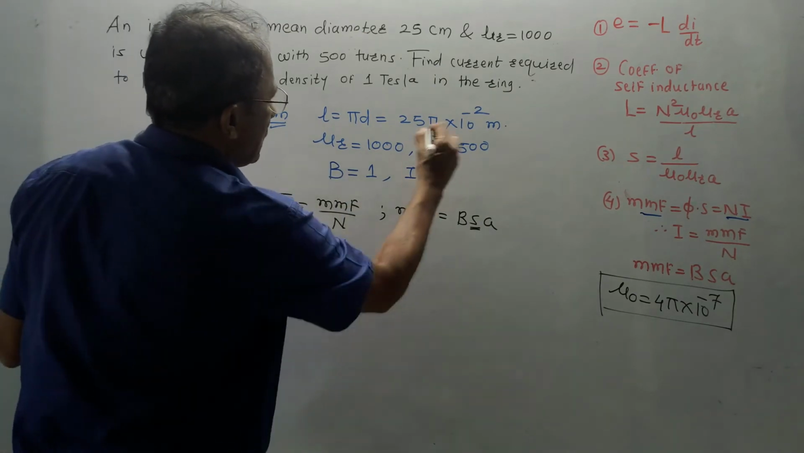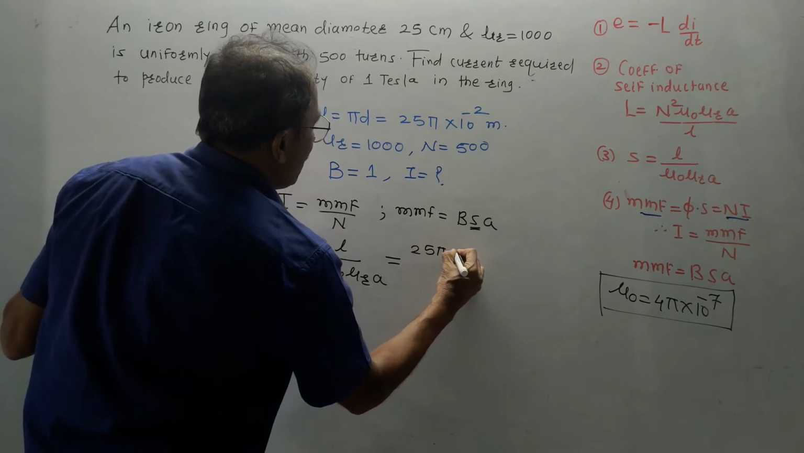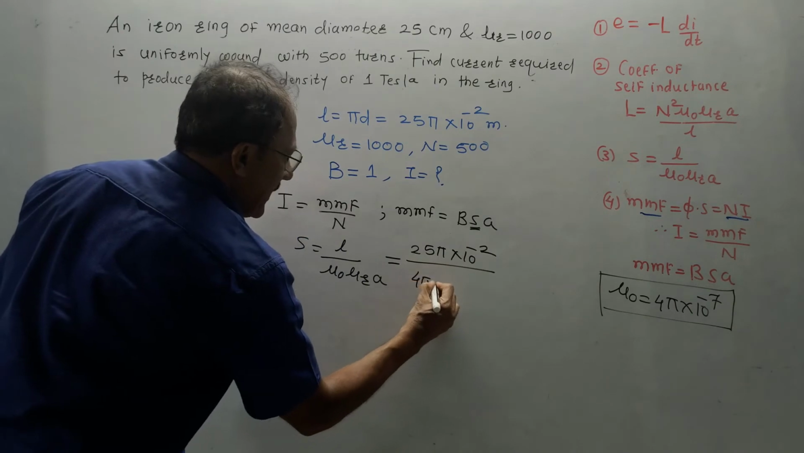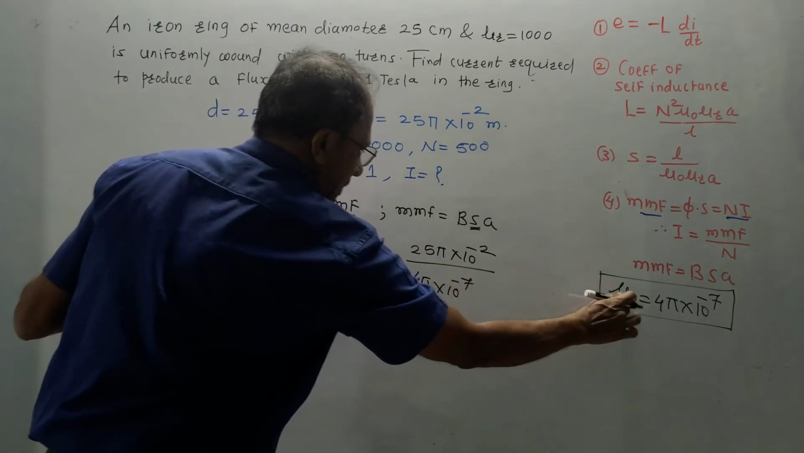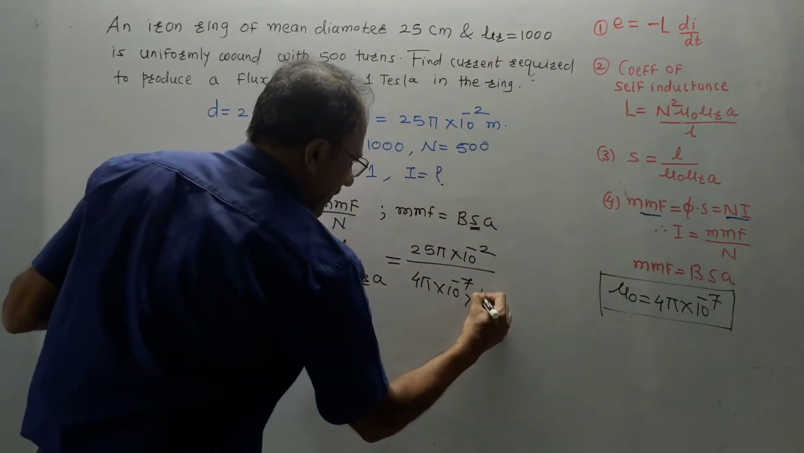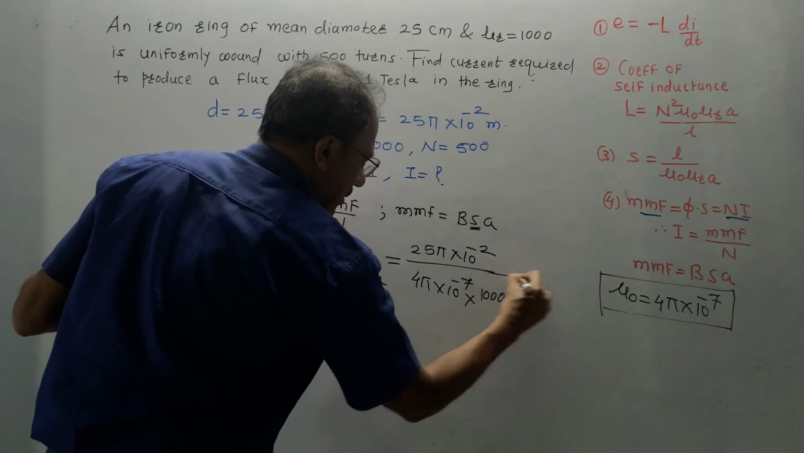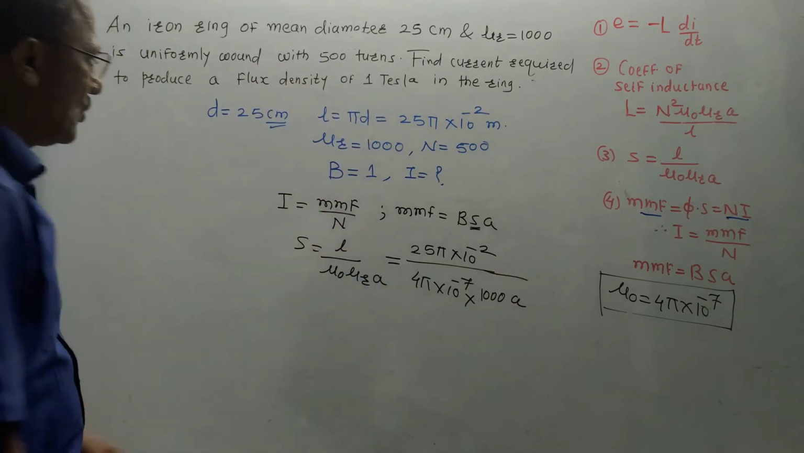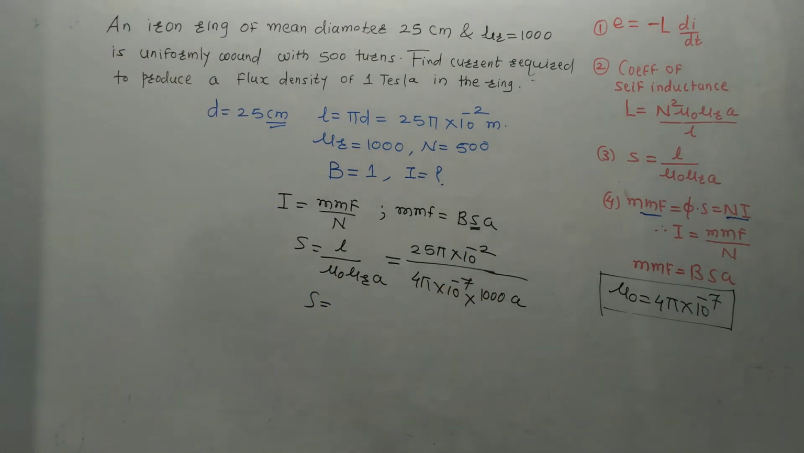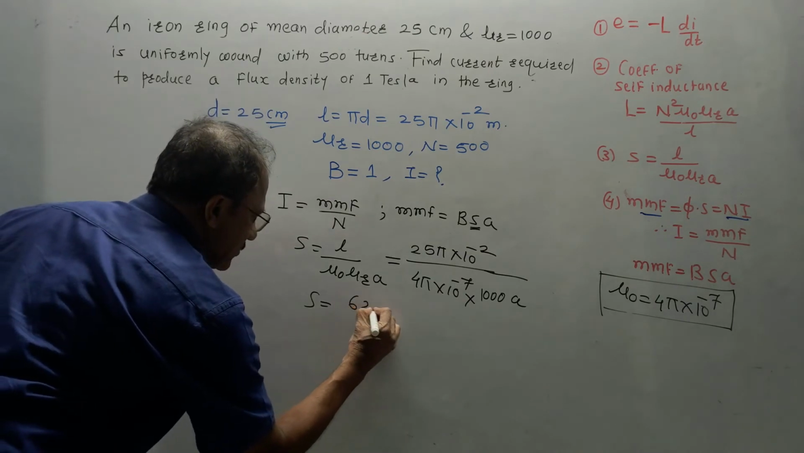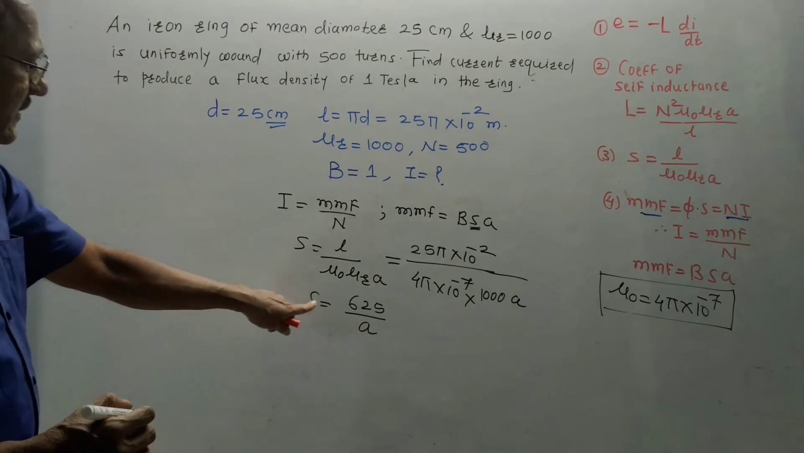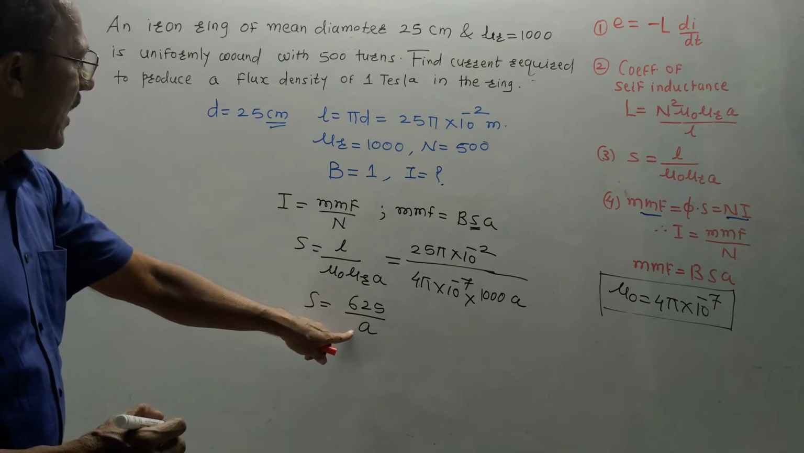So L is the value we just now wrote, 25 pi into 10 raised to minus 2, upon the value of mu 0, which is 4 pi into 10 raised to minus 7, which I have explained earlier, into mu r. Mu r is given as 1000. Here also we have written 1000 into A, because the value of cross-sectional area is not known. So keeping A as it is, I calculate the value of S, which becomes 625 upon A.